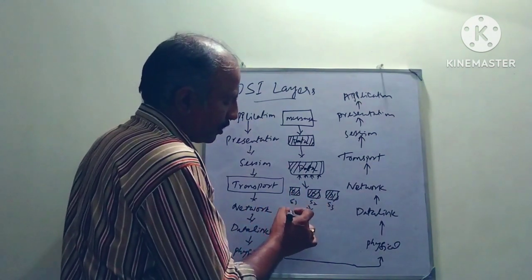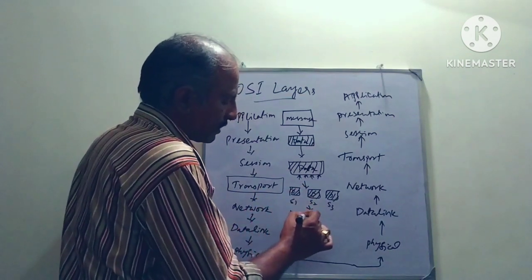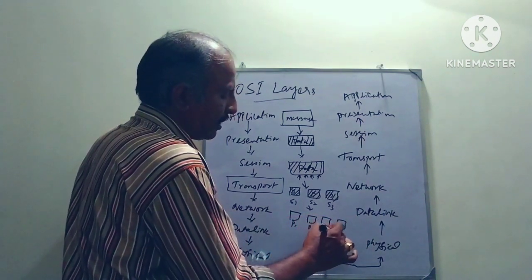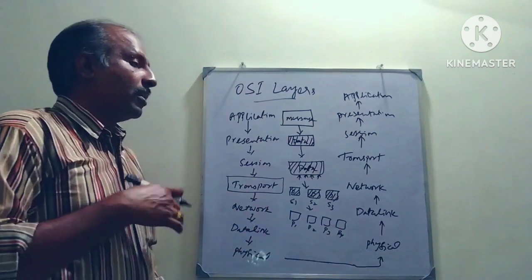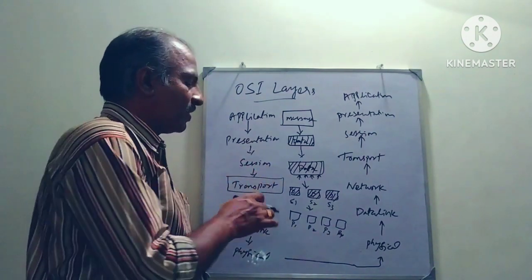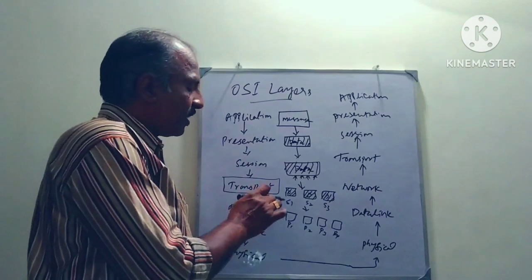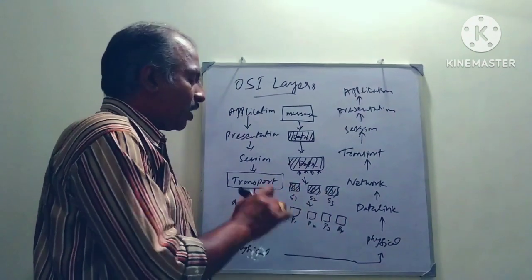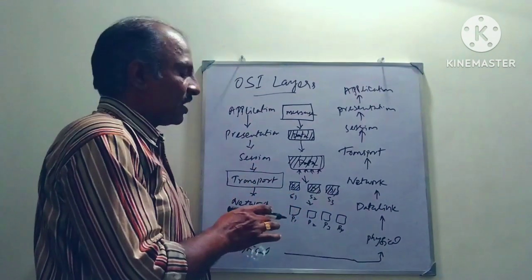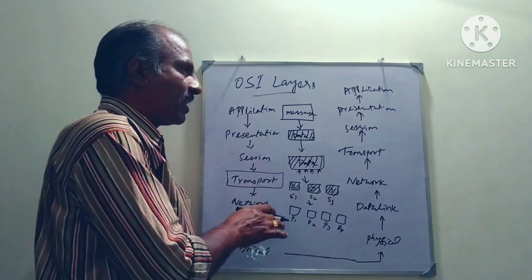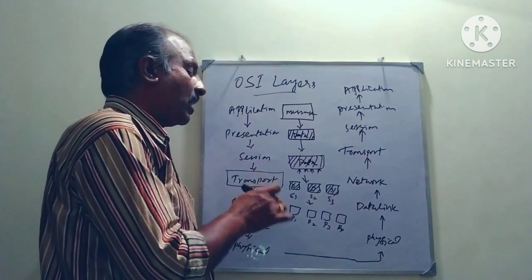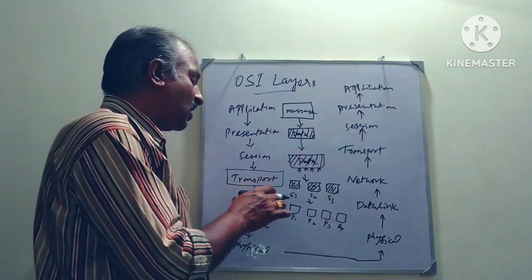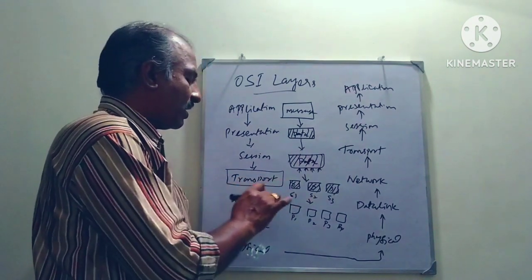The network layer is going to split the segments into packets: packet 1, packet 2, packet 3, packet 4. They also assign a sequence number to each and every packet, for example 1, 2, 3, 4, and add the source and destination address. What is the source IP address? What is the destination IP address? When the data is transmitted, these details are added by the network layer.